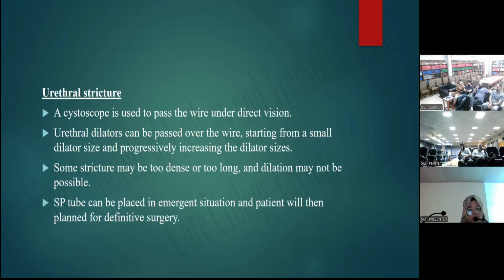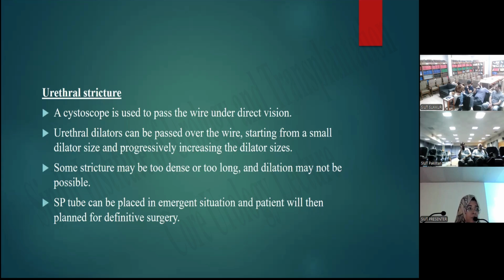Another is the urethral stricture. If any patient with a history of trauma comes to you with acute urinary retention and you suspect a urethral stricture, then you can gently attempt per urethral catheterization. But if it fails, then a cystoscopy is done to pass the guide wire under vision, and the urethral dilators can then be used over the guide wire to dilate the strictures.